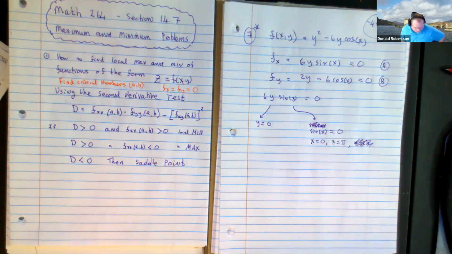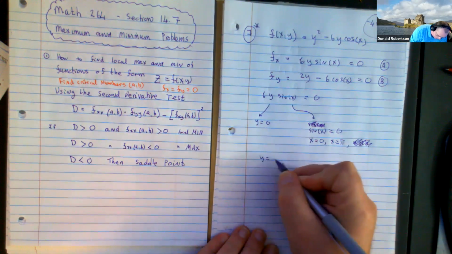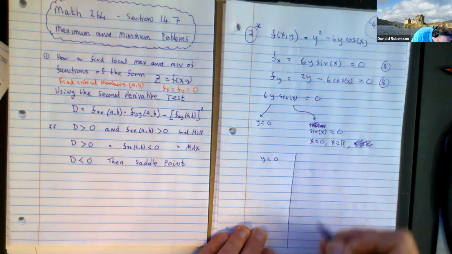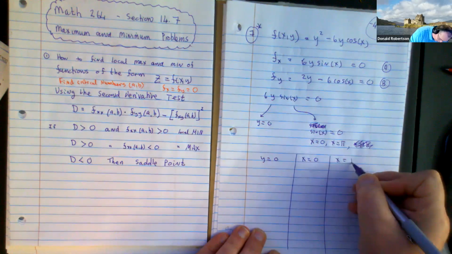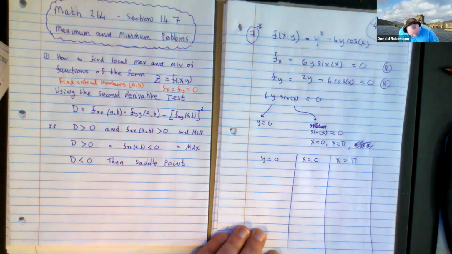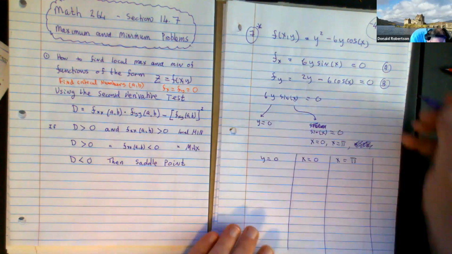So it looks like we have 3 situations. I'm just going to rewrite them again. Situation 1 is y is 0. Situation 2 is x is 0. And situation 3 is x equals pi. And for each one of those situations, and we got them from A, we now use them in B.